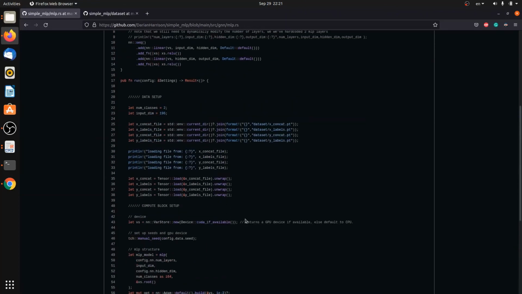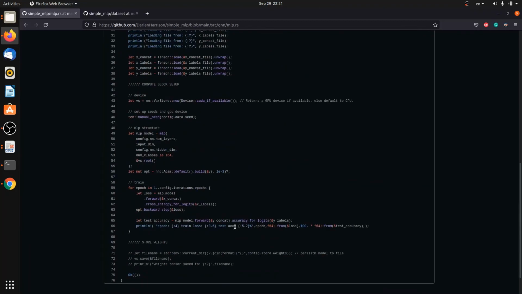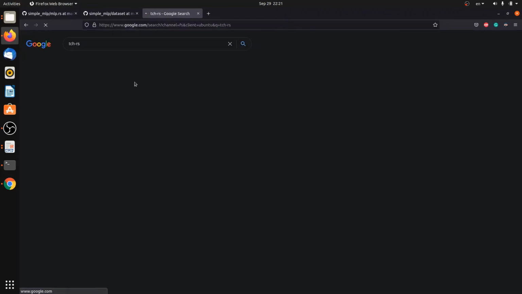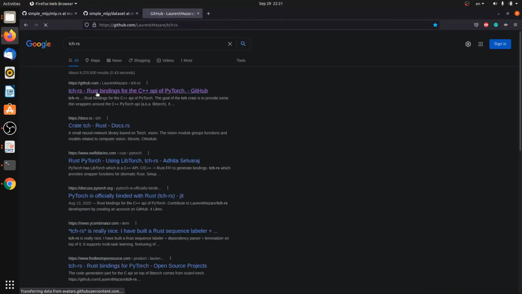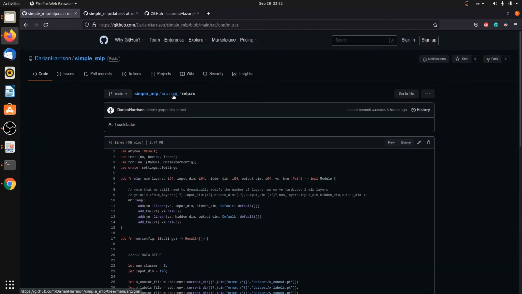By the way, this is all based on the tch.rs library. It's a very cool library, so I encourage you to go check it out. Laurent has a lot of very cool examples right there. After we're done, I've commented this code out, but you can uncomment it, and we would be storing our weights, our learned weights. So that's it, and we'll be running this right now.